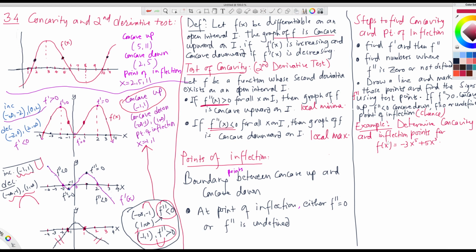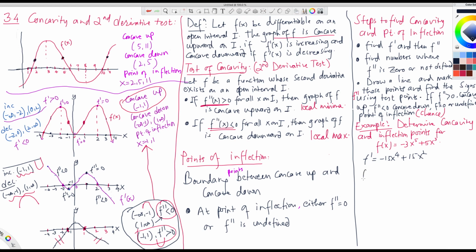Okay, let us do this example. Determine the concavity and the point of inflection for this function. Step 1 is to find f prime. What is f prime? It is negative 15x to the 4 plus 15x squared. Did you see that? What is the derivative of x to the 5? It is 5x to the 4, so 3 times 5 will be negative 15, right? Here also the derivative of x cubed is 3x squared, so 5 times 3 is 15x squared.